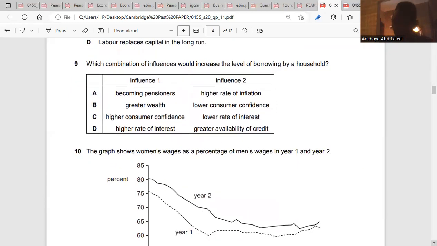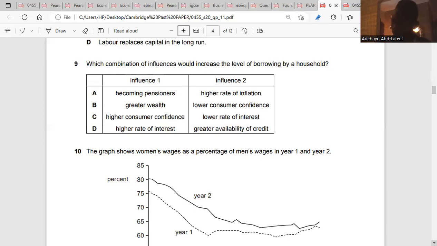Question 9. Which combination of influences would increase the level of borrowing by households? The level of borrowing would increase if consumers have high confidence about the future, like I'm so sure I'm going to make money in the future, so I can borrow now. I'll be able to pay back. Or if the interest rate is low, that means the cost of borrowing will be cheaper. So these are 2 reasons why businesses or consumers will borrow money. So the answer is C. Is it clear? Yeah.